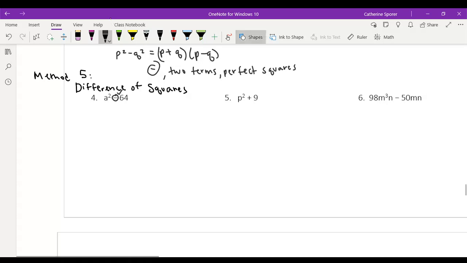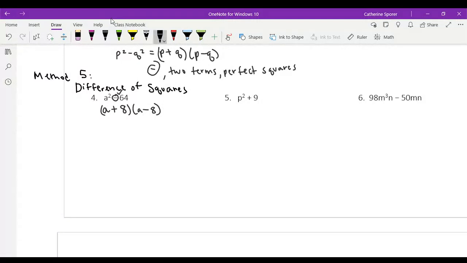So we take the square root of each of the terms to find the p and the q. So in this case, the square root of a squared is a, the square root of 64 is 8. So that means that p is a and q is 8. So we'd set up a plus 8, a minus 8, and that would be the factored form.